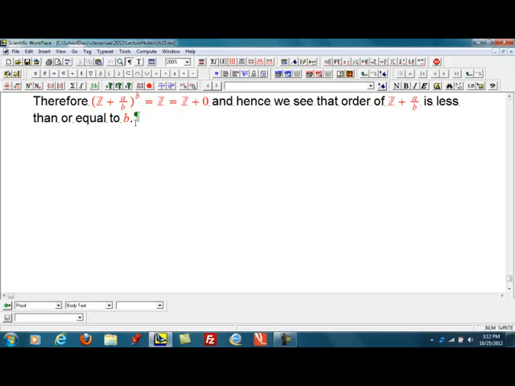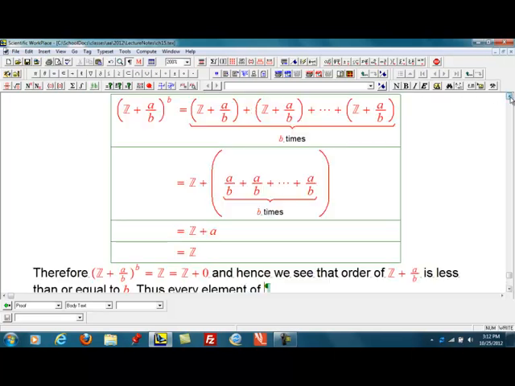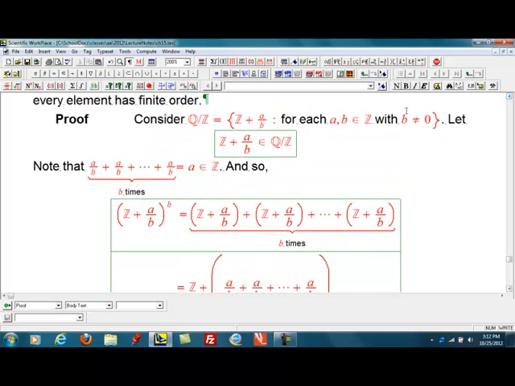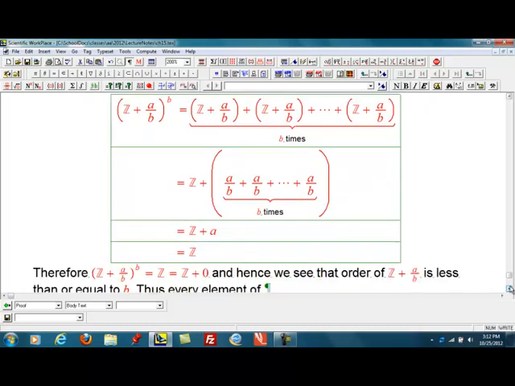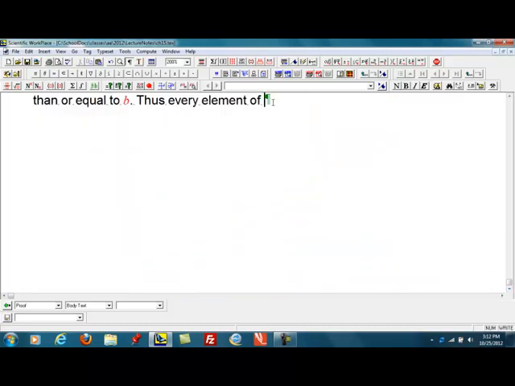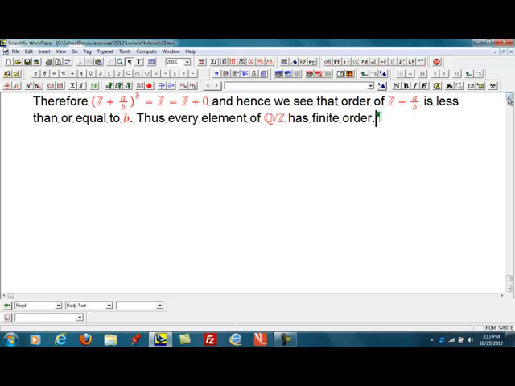Yes. But what does this tell you? Every element of our cosets, Q mod Z, has finite order. And we are done.